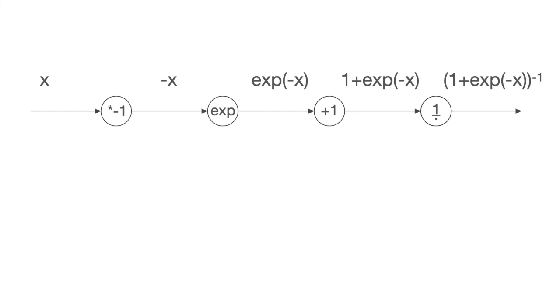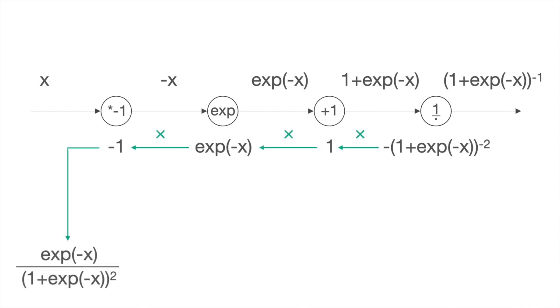Once again, each node has its own local derivative. The derivative of multiplying by -1 is -1. The derivative of the exponential is again the output of the exponential. The derivative of adding 1 is just 1, it doesn't change the slope, and the derivative of the reciprocal is -1 over the input squared. So taking into account the inputs at each node, this gives us these expressions as the local gradients. And when we propagate this back, we get this value here, e to the minus x over 1 plus e to the minus x, all that squared.